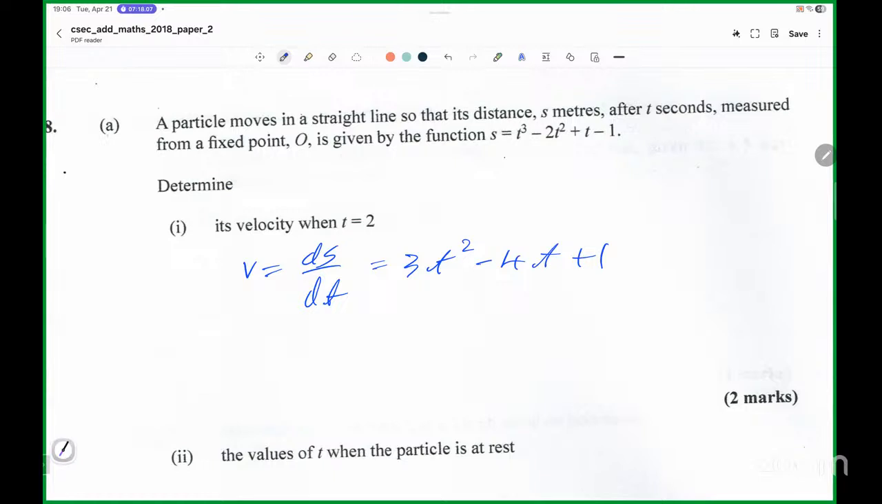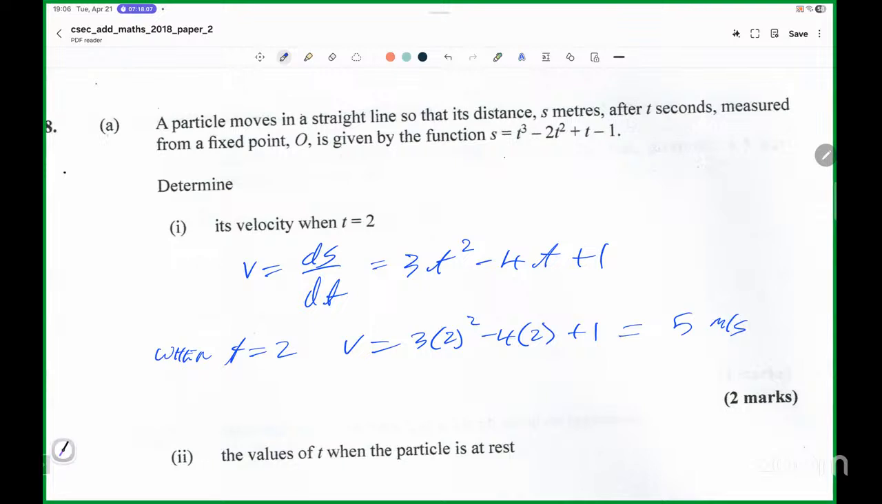So when t equals 2, the velocity, just plug 2 in this. It's 3 times 2 squared minus 4 times 2 plus 1. This is 12. 12 minus 8 is 4. 4 plus 1 is 5. So the velocity is 5 meters per second. Got that?